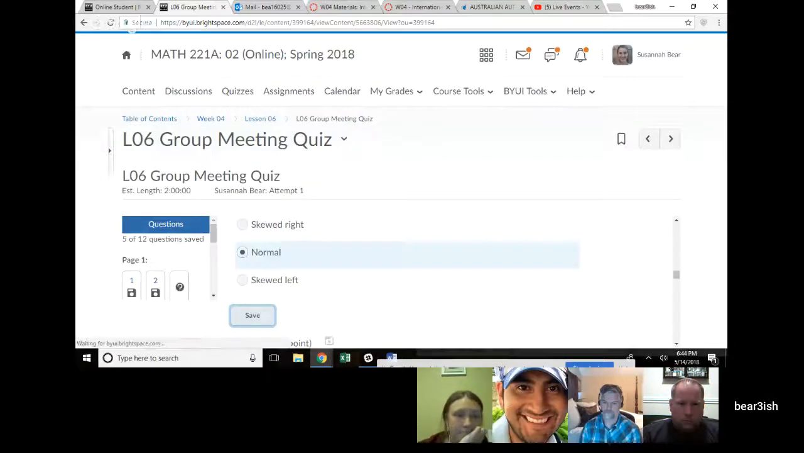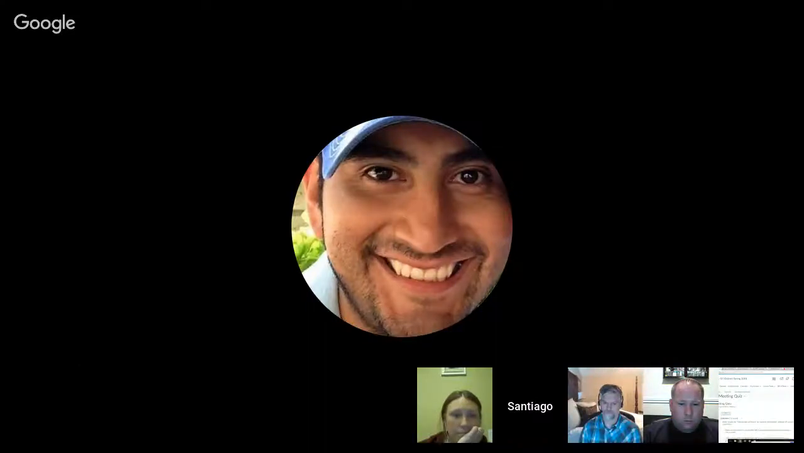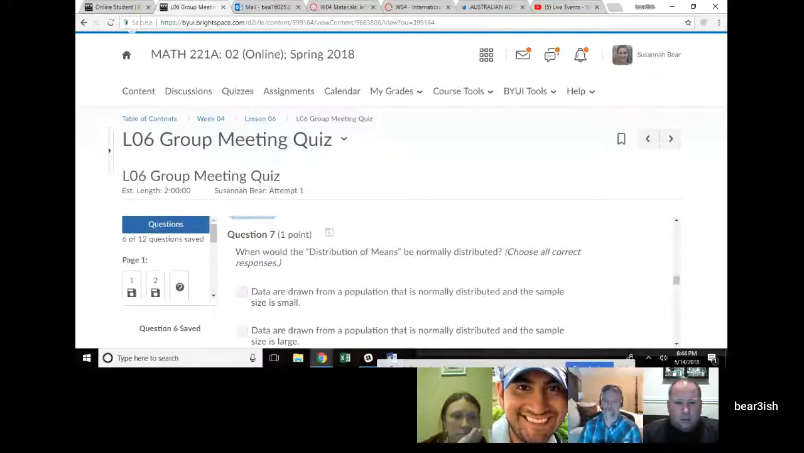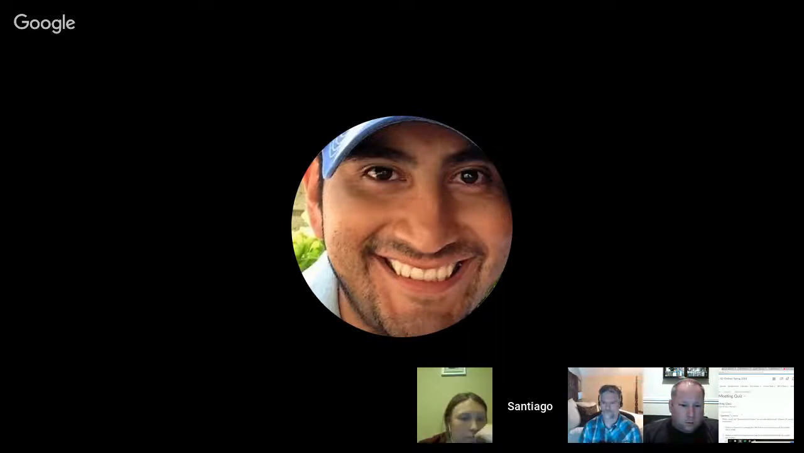And for 7, I think I got partial. I don't think I have all of them, but I'll read the last one here. It says, when would the distribution of means be normally distributed? I have data are drawn from the population that's normally distributed and the sample size is small. And then data are drawn from the population that is normally distributed and the sample size is large, so A and B. I know I'm missing one, but I don't know if it's the third or the fourth.